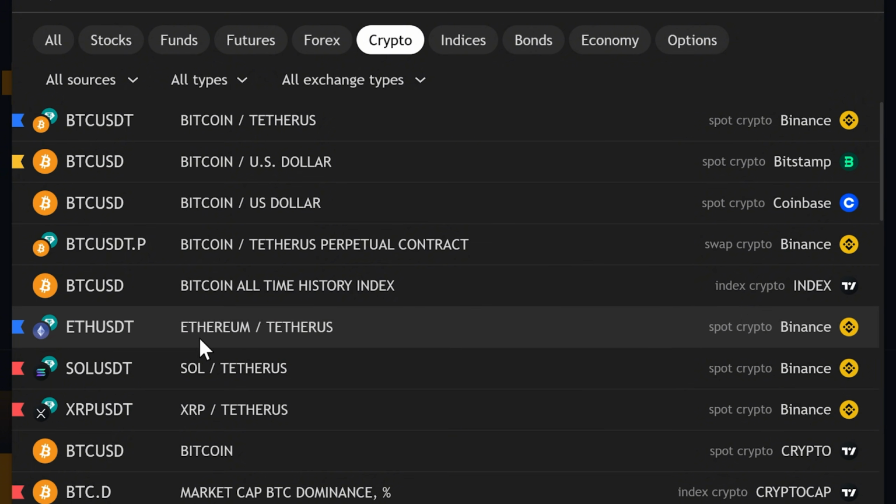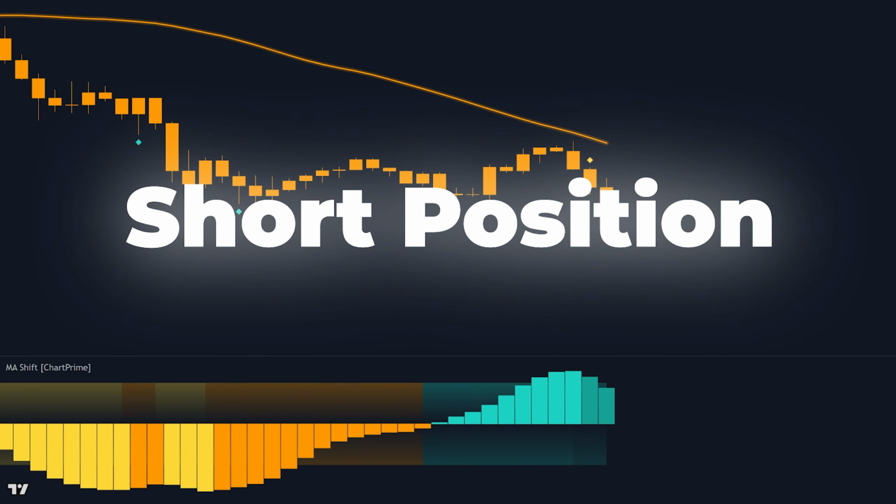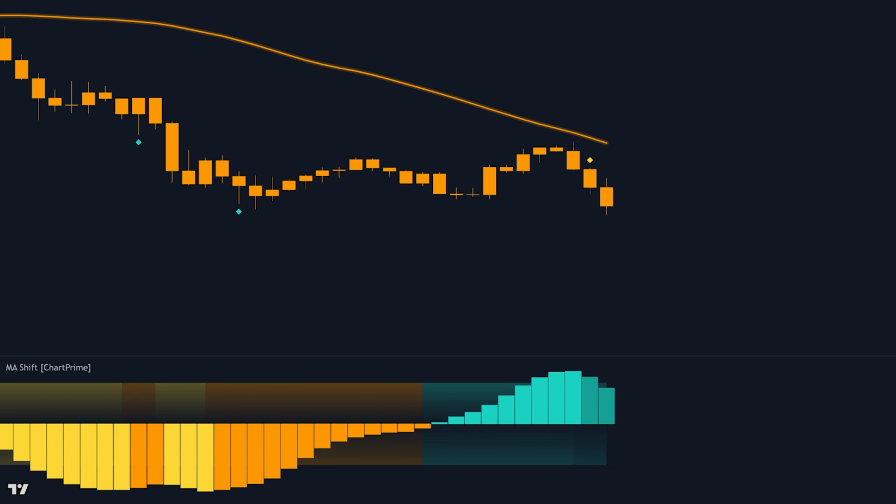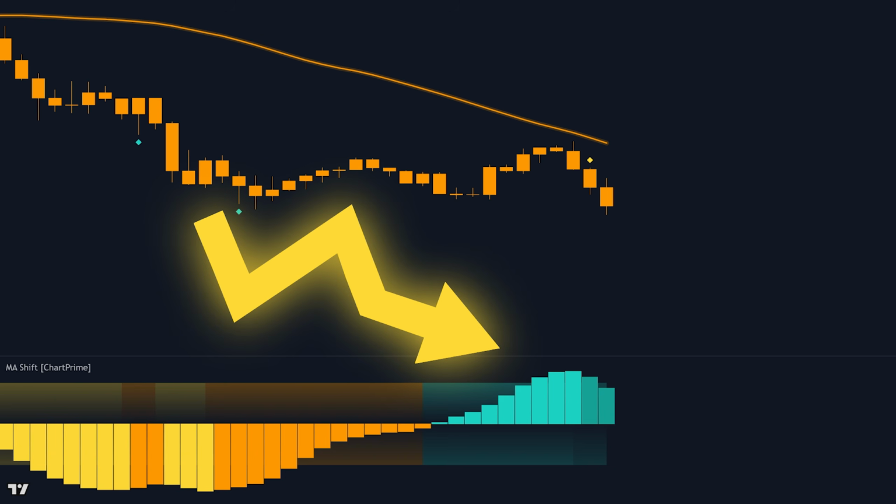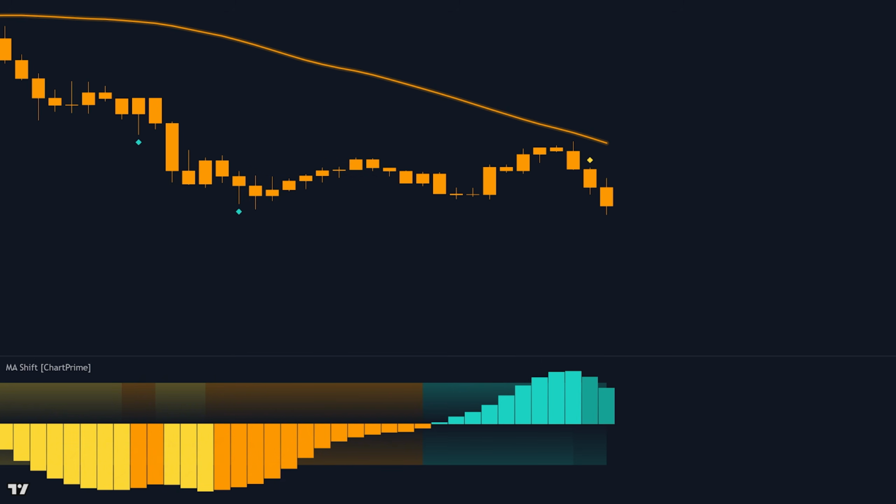Let's switch to the Ethereum chart. For a short position, the trade rule is still the same. The moving average should be orange, indicating that price is in a downtrend. Rule number 1 is to wait for a minor pullback toward the moving average.